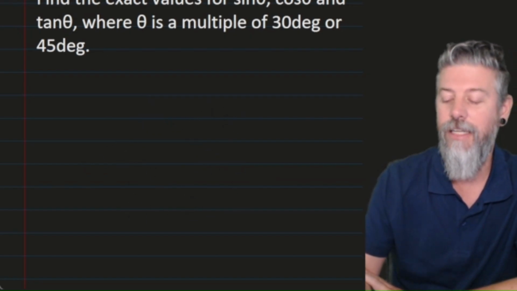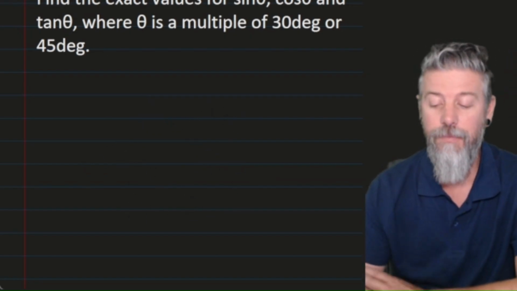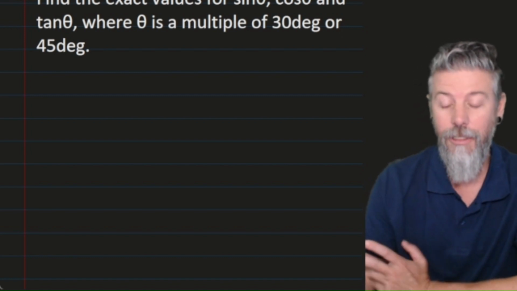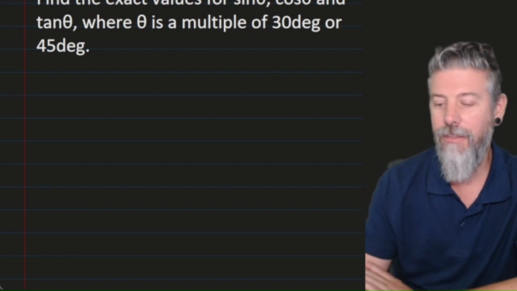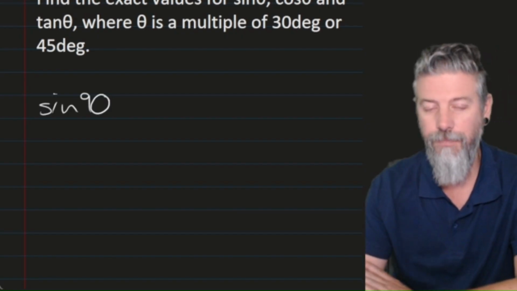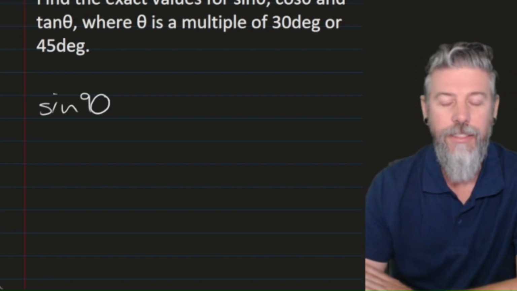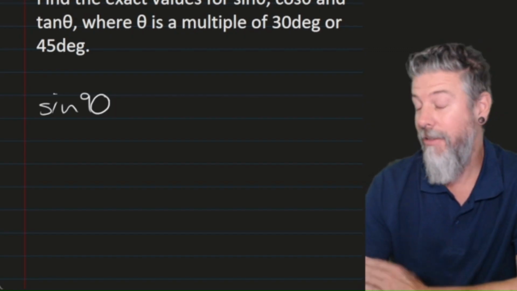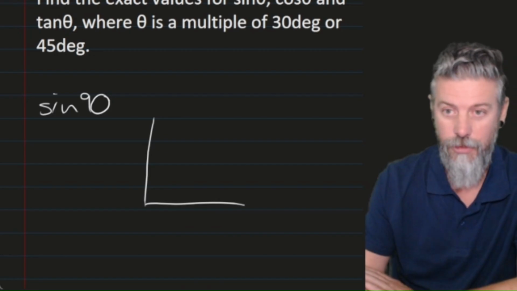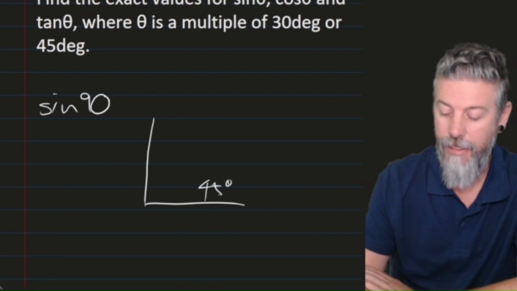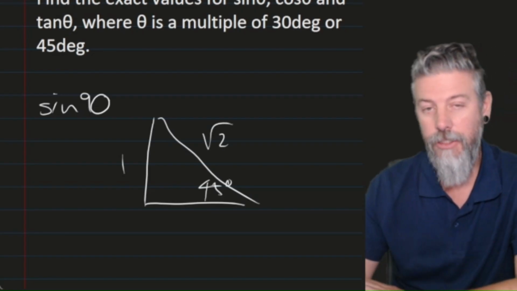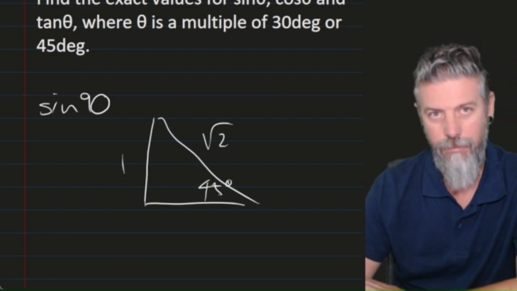Now, I did say I'd extend this question a little bit because it does say here exact values where it's a multiple of 30 and 45. So it could go beyond 45. What about if we had to do sine 90? What would that equal? Again, the unit circle will help you with this, but what if my triangle that I was drawing, which used to have a 45 degree angle and had an opposite of 1 over root 2, actually got bigger and bigger.